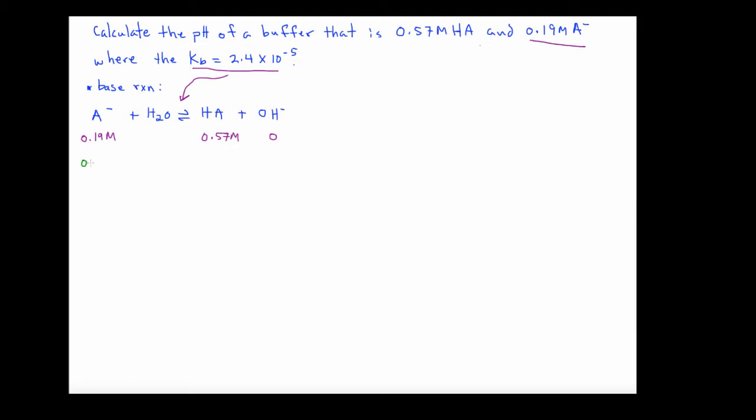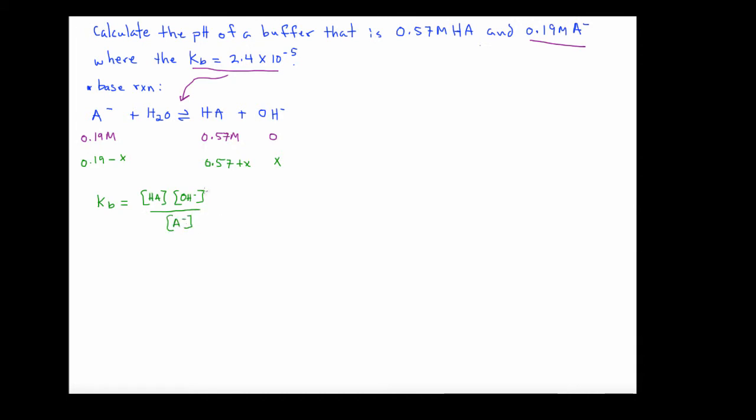So it'll be 0.19 minus x. We'll have 0.57 plus x, and then the hydroxide will be x. Now, in the next step, we want to write the equilibrium expression. So we're going to have Kb, and we're going to write this with no numbers in it. Kb is equal to the HA times the OH minus divided by the concentration of the A minus.